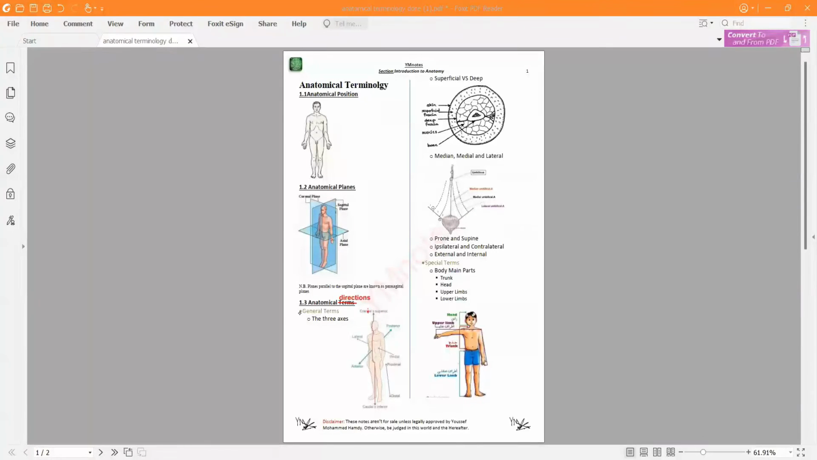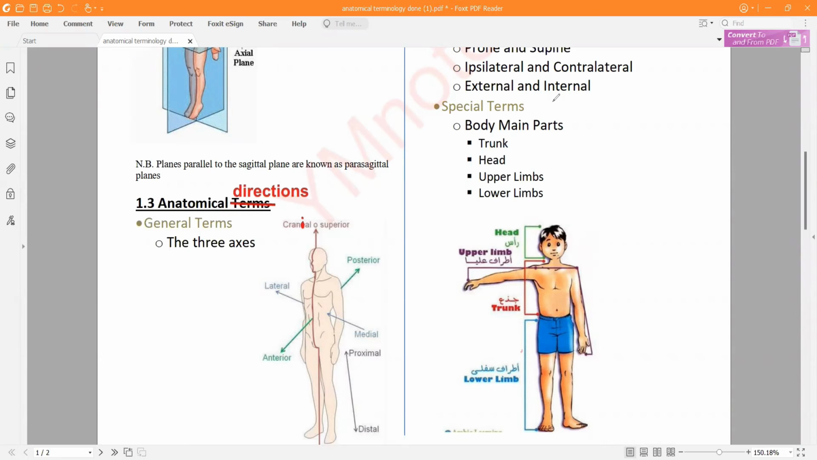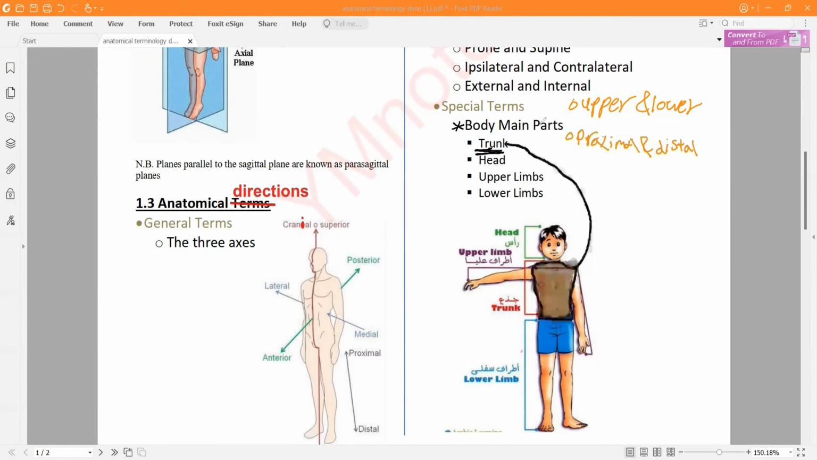Now that we have finished the general terms, let us go to the special terms, which have four pairs, starting with the first two, upper and lower. Also, proximal and distal. For these two pairs, you need first to know the body main parts. First, we have the trunk, which is the central part from which the head and the limbs extend, right here. Now, the limbs above are called the upper limb, while those below are called lower limb. Hence, upper means above, while lower means below.